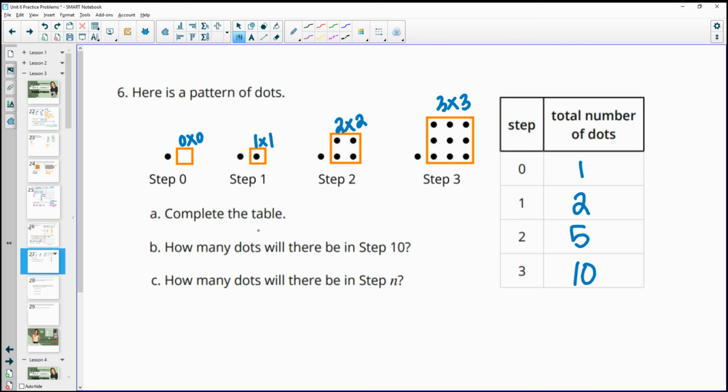So in step 10, this pattern would hold true, that we would have this 10 by 10 square, and we would have one more dot. So we'd have 10 by 10 dots plus another one. So 10 by 10 would give us 100, plus that extra dot would give us 101 dots. So then step n, we would have an n by n square, because the square dimensions match the step. So we'd have n by n, and we'd have an extra dot. And so if we wanted to write that, we could say n squared plus 1.